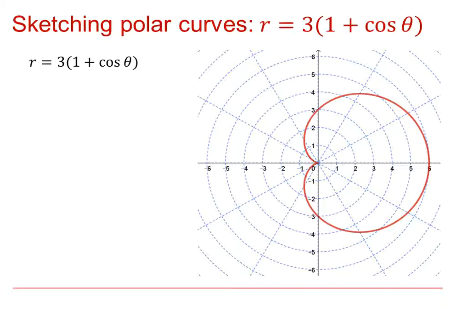So here is the sketch of r equals 3(1 + cos theta), and it's worth noting before we move on that if this was, for example, 3(1 + sine theta), then sine theta is a graph which is symmetrical about theta is pi by 2. In other words, the sketch would be symmetrical about the y-axis. So if you're looking for symmetry here, you would have symmetry about the y-axis.